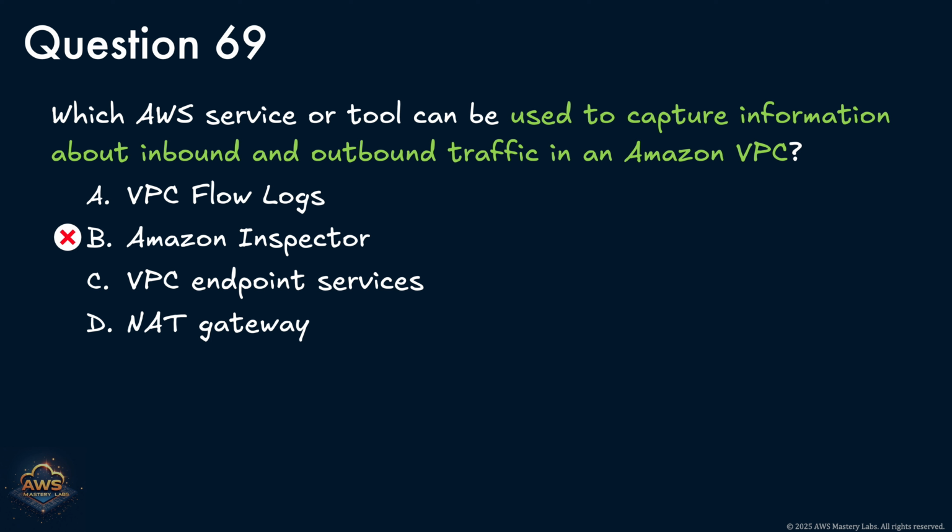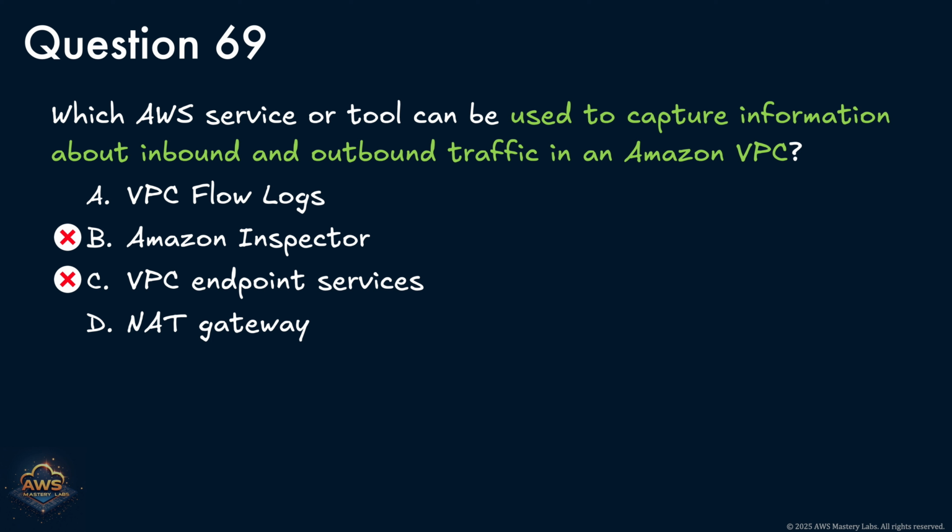Option B. Amazon Inspector. Amazon Inspector is an automated vulnerability management service. It assesses the security state of EC2 instances and container workloads by checking for software vulnerabilities or unintended network exposure. However, it does not capture network traffic or logs and is more focused on compliance and vulnerability assessments. Incorrect, because it is not suitable for capturing VPC traffic flow data.